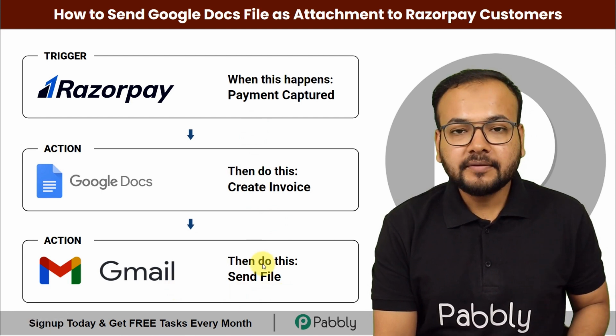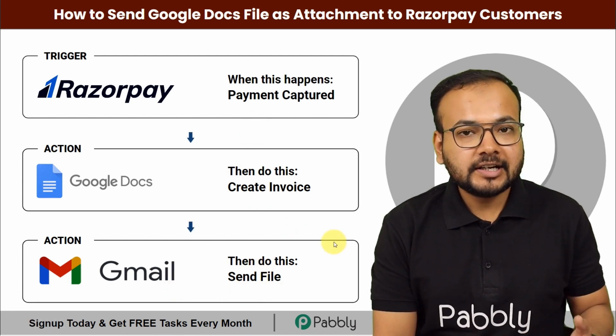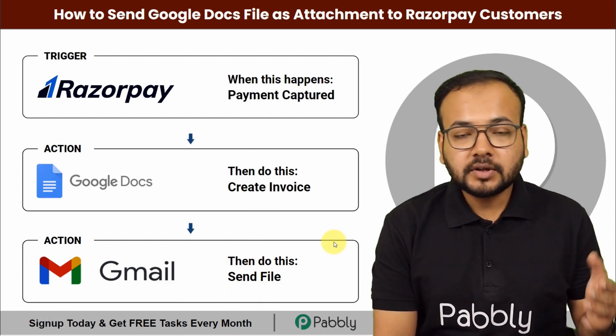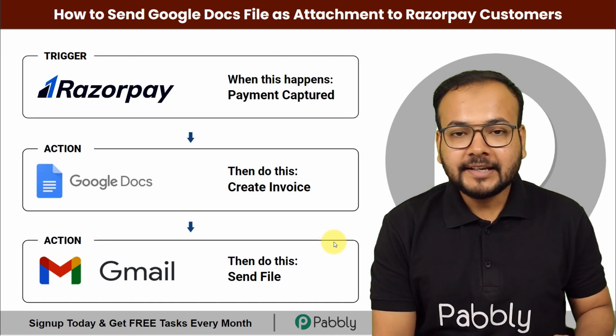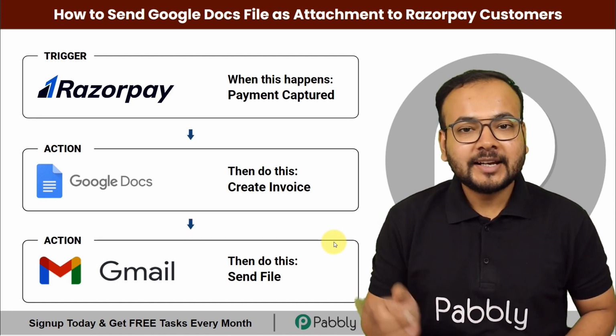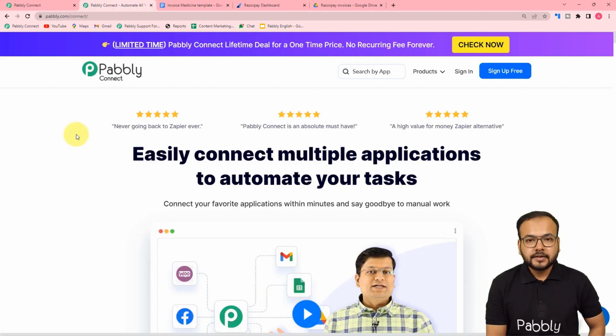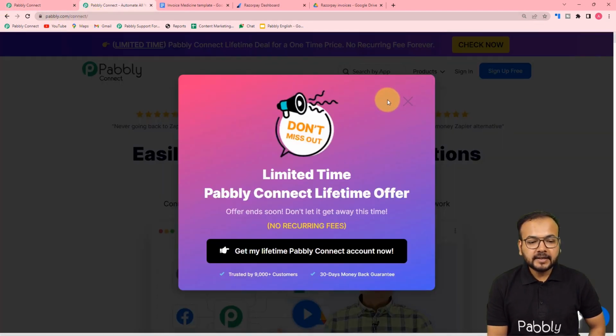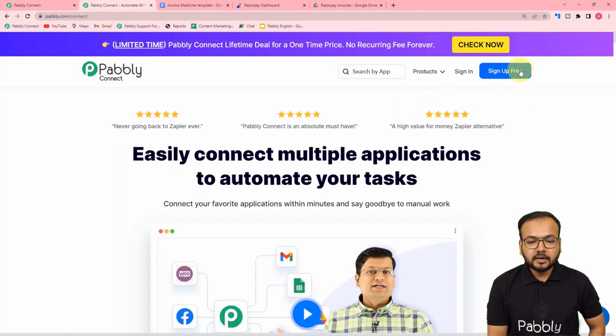And to make this happen, we are using Pabbly Connect, which is an integration and automation tool, and you can set up this automation very easily without any coding. So let's begin. So this is the landing page of Pabbly Connect, and we have pasted the same link in the description as well. From here, by clicking on the sign up free button, you can create your free Pabbly Connect account, and you will get free automation tasks every month to set up and test your automations.